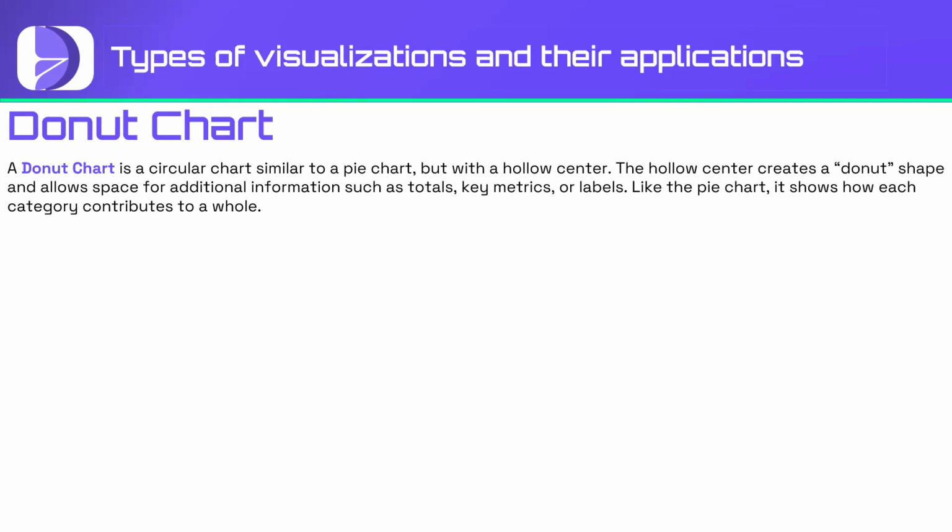Most times, this hollow center can be used to add other information to that particular chart. Take for instance, you might want to add the total of a particular KPI or a particular label. Nevertheless, this is not necessary; it depends on how you want to do it. It's just like a pie chart, so it shows how each category contributes to a whole. Out of 100%, what percentage is each category contributing to that entire 100%? And that's how it works.